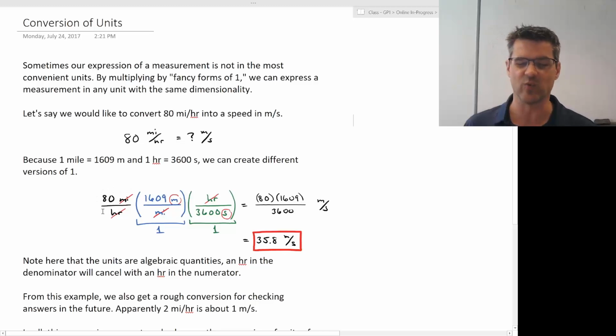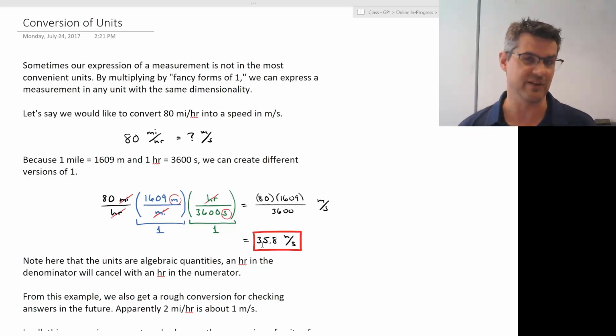So what I'm doing here is taking some measurement that I happen to know, 80 miles per hour, and I multiply by 1, and I multiply by 1. That means it's the same thing as 80 miles per hour. But what I can do algebraically is recognize that hour is on top and hour is on the bottom. Those cancel out algebraically. Mile is on top, mile is on bottom. They cancel out algebraically. It leaves behind meters on top, seconds on the bottom. So what I'm doing is taking 80, multiplying by 1609, dividing by 3600, having units of meters per second. It turns out that 35.8 meters per second is the same thing as 80 miles per hour.